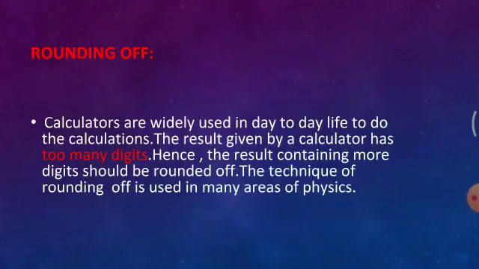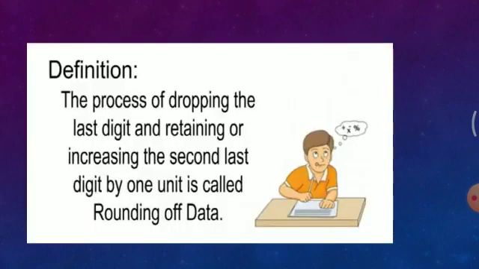What is the need of rounding of numbers and why do we have to know about it? Nowadays we are using calculators to do calculations. Calculators are widely used in day-to-day life. The results given by a calculator have too many digits. Hence, results containing more digits should be rounded off. The technique of rounding off is used in many areas in physics. Let us see the rules of rounding off.